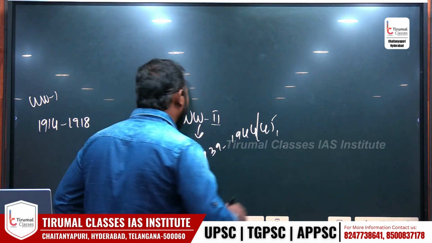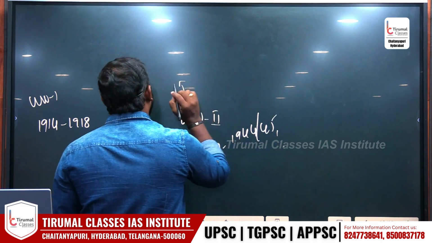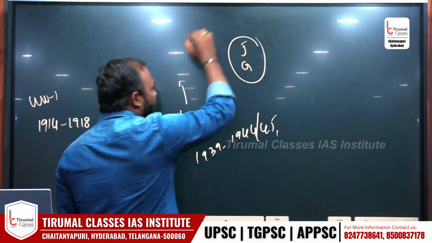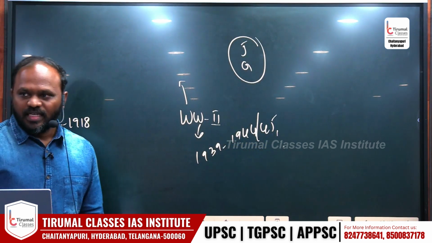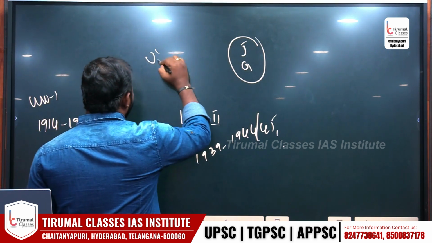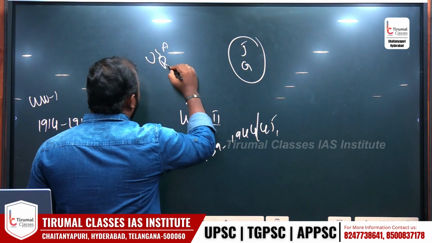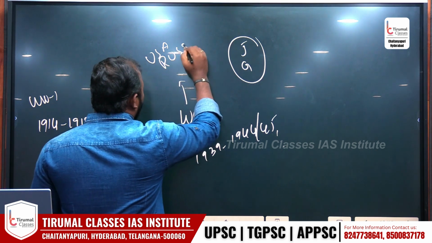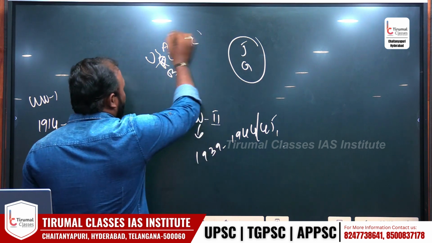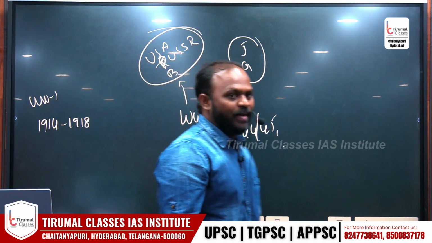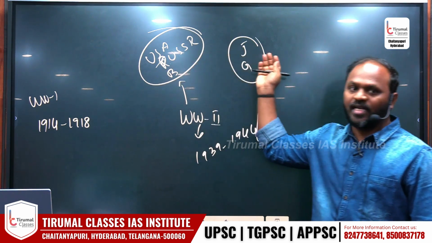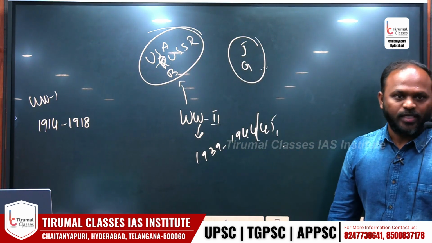Remember, during World War II, I'll tell you this. Japan and Germany are like one group. Another group is like the USA and Russia, at that time we call it USSR, followed by Britain. They are like one group. We call them the Allies. This is one group, this is another group, and they fought World War II.